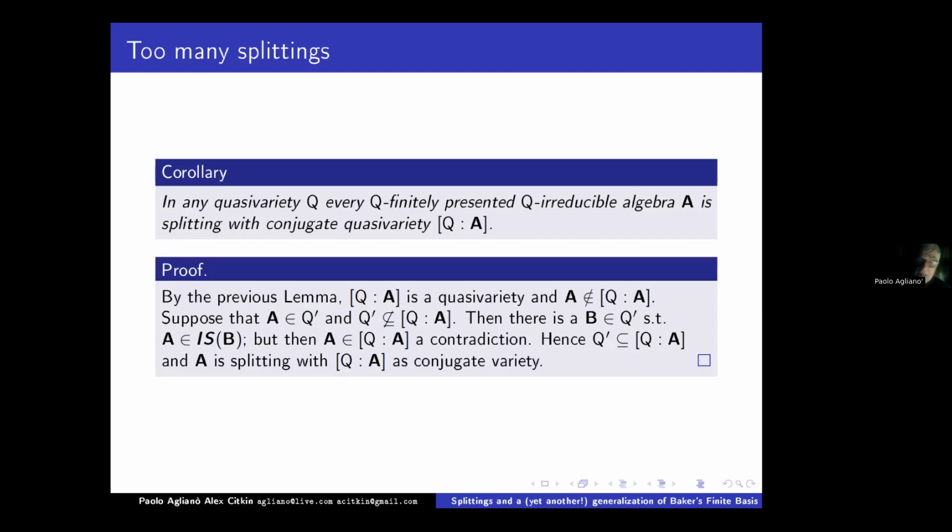Okay. And the proof is, we prove that if Q is finitely presented and Q-irreducible, then this class Q over A is a quasi-variety. Of course, A does not belong to that class. And let's suppose that A is in Q prime and Q prime is not contained in the Q over A. Well, then there is a B in Q prime such that A is a subalgebra of B. But then A would belong to Q over A, which is again a contradiction. So Q prime is contained in Q over A, and A is splitting with Q over A as its conjugate quasi-variety. This is really a very standard argument.